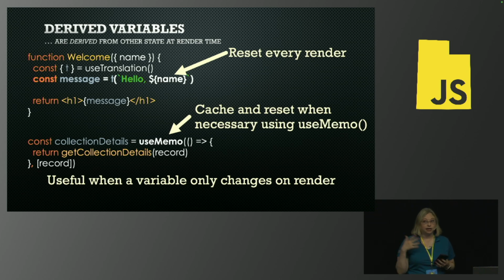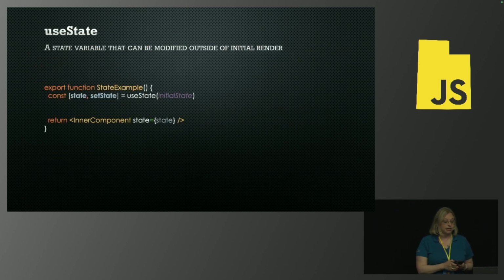The second one is a little more complicated. There's some parsing involved. And so we cache it and reset that derived variable when we need to using useMemo. And so you choose this one when a variable only changes on render. And it actually is a really important part of React. We sometimes forget about it, but it's actually really important.